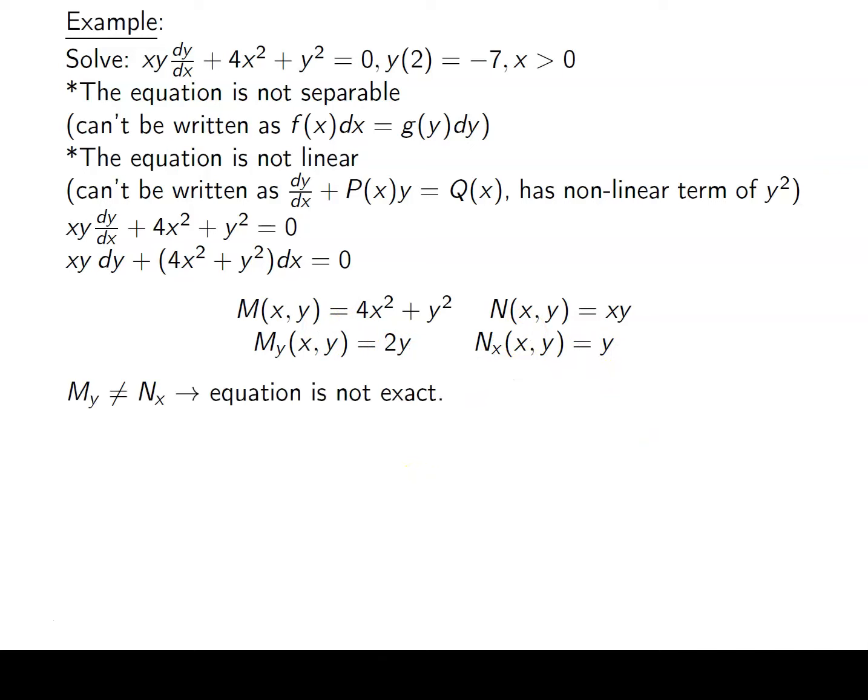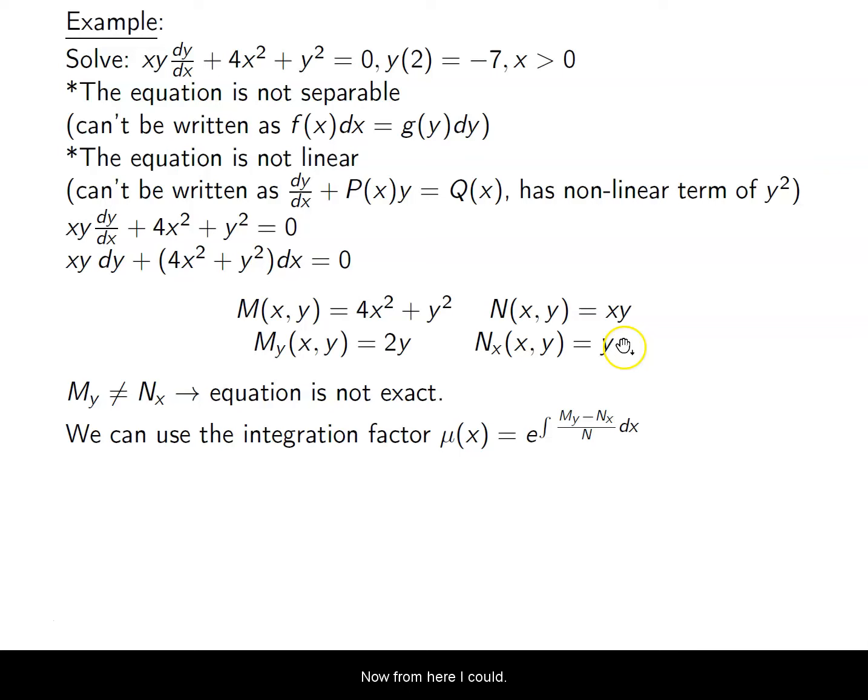Okay. Now, from here, I could use an integrating factor. You could check on your own and actually create the integrating factor, and notice that when you get one of these, the M_y minus the N_x, I get y. And when I put that over N, the y's cancel. It's only in x. I have an integrating factor at that point. I can solve this using an integrating factor. However, that's not the point here.